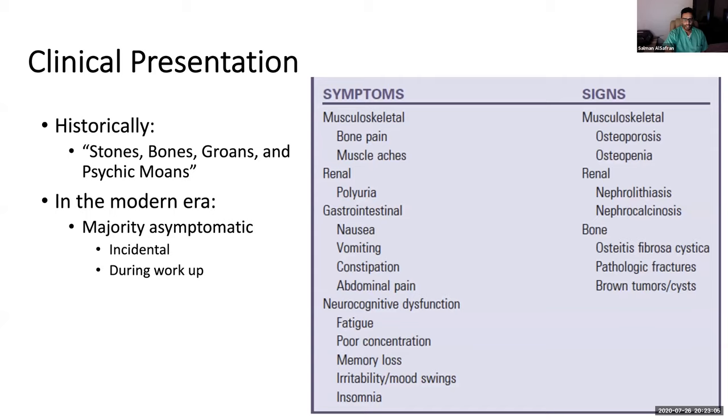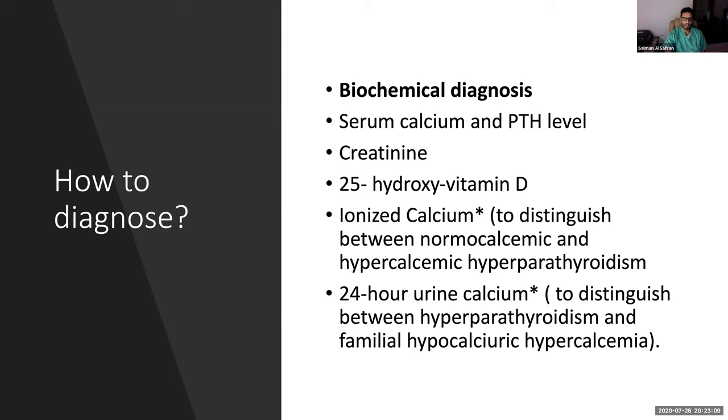So how do we diagnose primary hyperparathyroidism? It's a biochemical diagnosis. What it means is, if you do an ultrasound and you see a large parathyroid gland, that doesn't mean you have primary hyperparathyroidism. You need to have elevated calcium and elevated PTH level, okay? The other thing as part of the workup is you do a creatinine or renal function. You want to check the vitamin D level, because if you have low vitamin D, you have low calcium absorption and hence a higher PTH level to compensate.